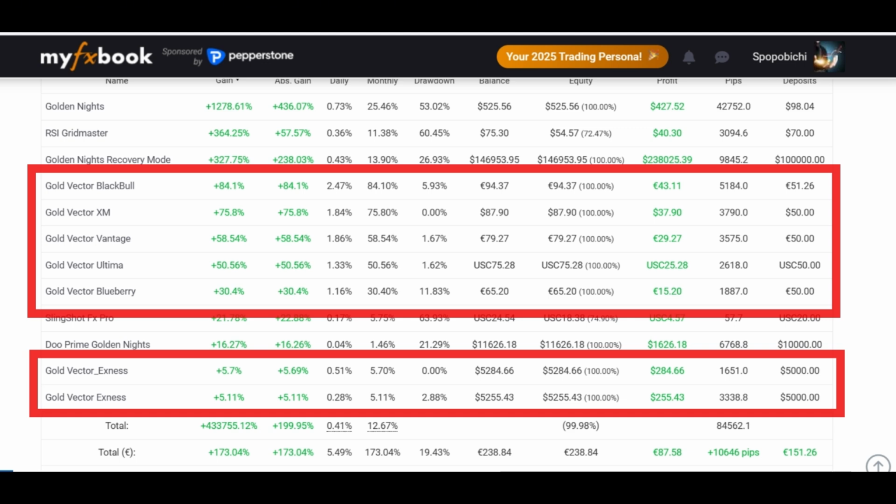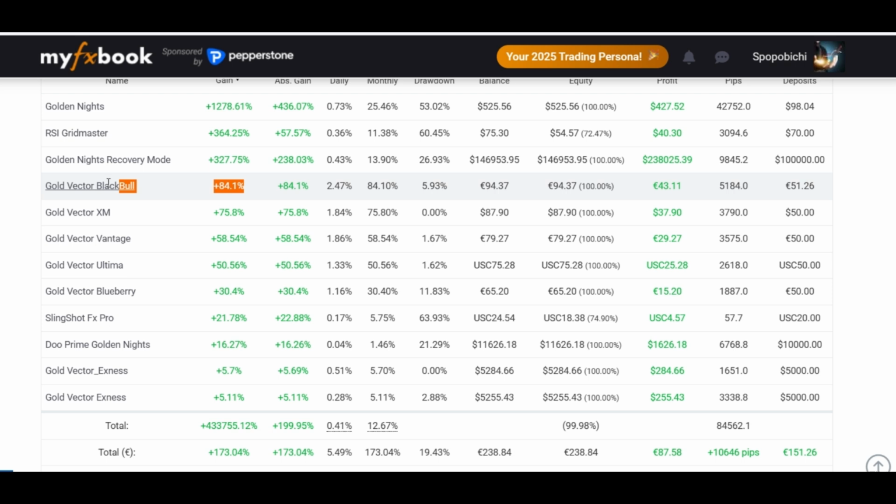Let's look at the live performance. As you can see on my FX book, the transparency of these results is paramount. We currently have live accounts running with 6 different brokers, and the growth is solid across the board.